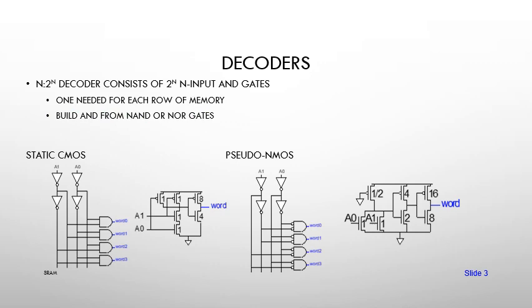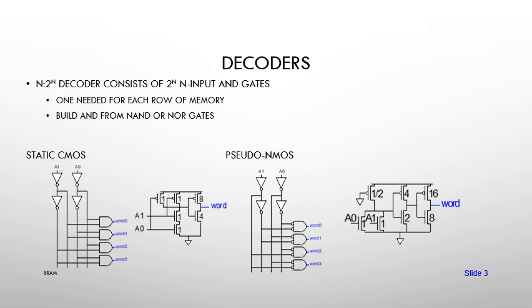Decoders. Here we are using 2^n decoders. With n inputs given, 2^n outputs are produced. For example, if we are using 2 bits, 2^2 is 4, so 4 outputs are produced. Decoders are used here, one needed for each row of memory.